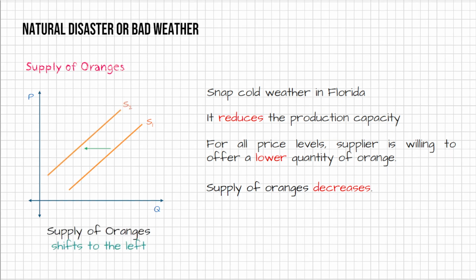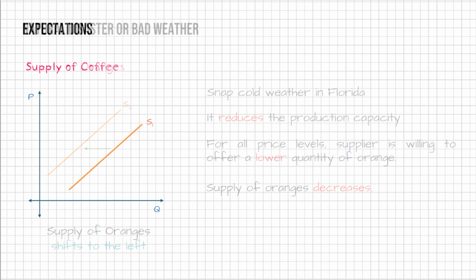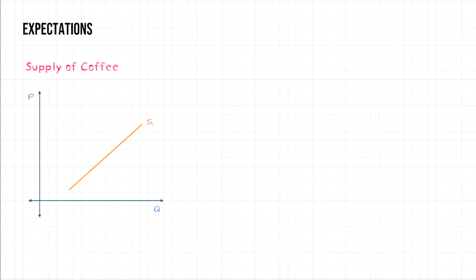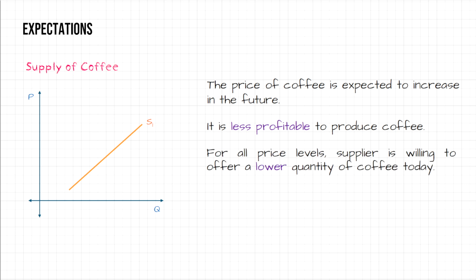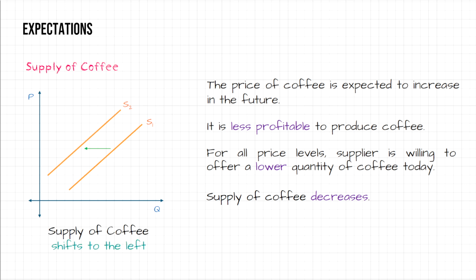Now let's look at the effect on the supply of coffee when there is a change in expectations. Let's suppose that for some reason, the producer expects the price of coffee will rise in the future. It is less profitable to produce coffee today. What will the coffee producer prefer to do? He will store his production today because he wants to sell it later when the price is higher. This has a negative impact on the supply of coffee, so the coffee supply will decrease today and the supply will shift to the left today.